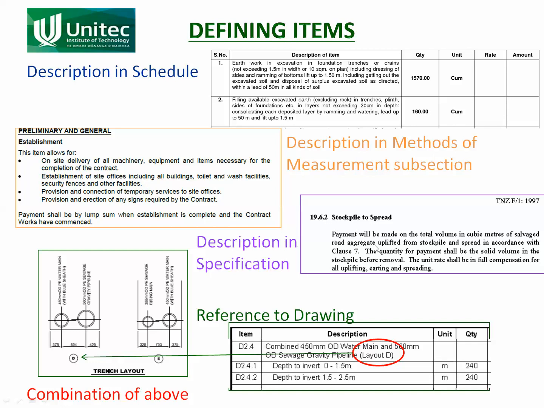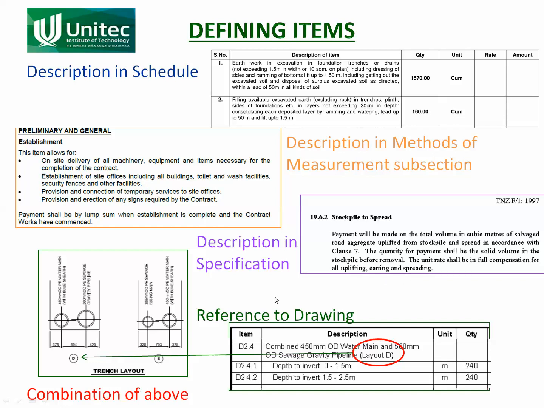It will be paid in total volume of cubic meters, uplifted and spread in accordance. Quantity of payment shall be solid volume. Remember that's solid in place, in the stockpile before removal. So you measure it in the stockpile before removal. You're not measuring the number of trucks, because remember when you load it on a truck the volume is higher. So you're measuring it in the stockpile. And the unit rate shall be full compensation for everything. So it's saying it covers picking it up, putting it in the truck, moving it, and then spreading it on the road again.